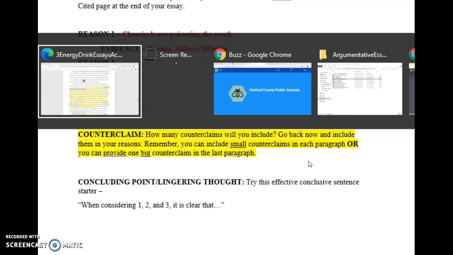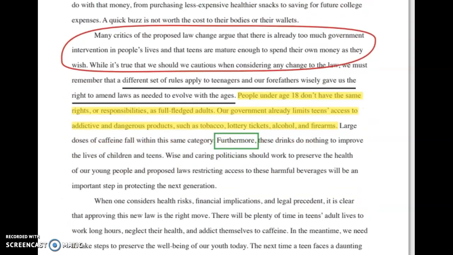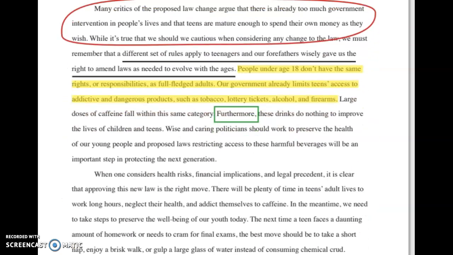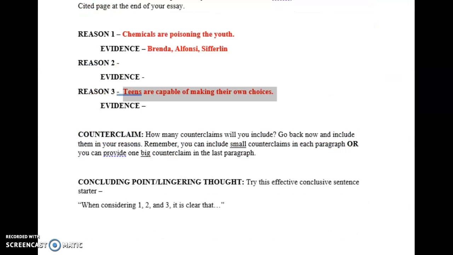So if you remember back to "A Drinking Problem," our student put in one giant counterclaim at the end. It's circled here in red. Critics of the proposed law change argue that there is already too much government intervention in people's lives and that teens are mature enough to spend their own money as they wish. We are going to put that into our outline. Teens are capable of making their own choices. Then we are going to refute that.